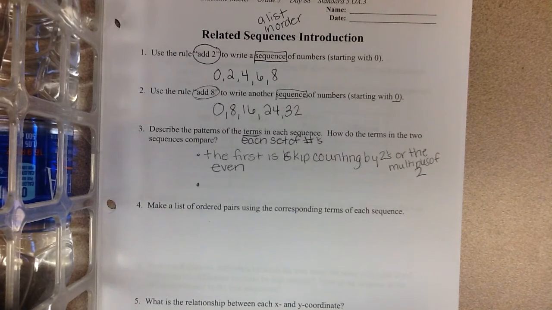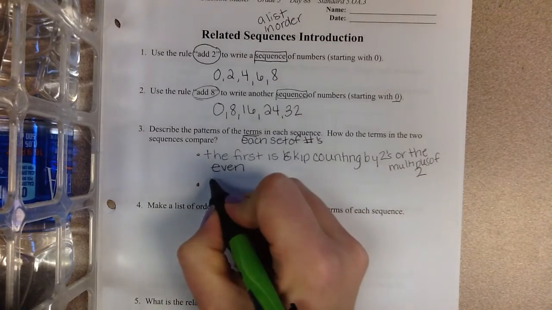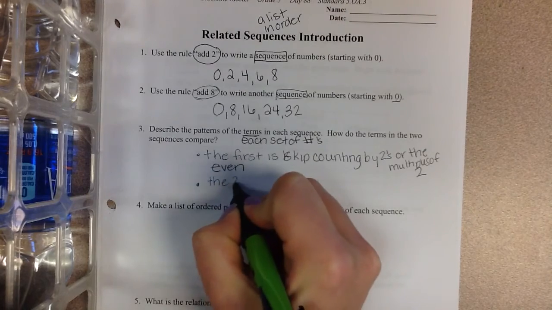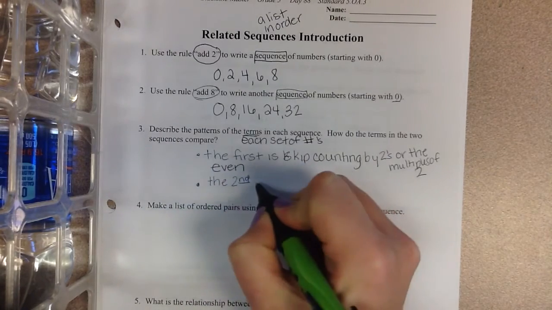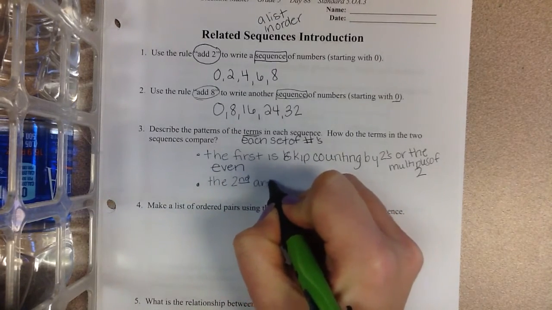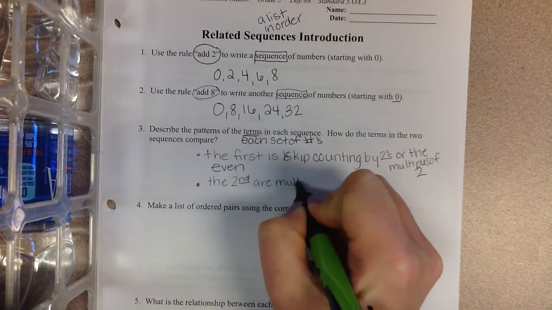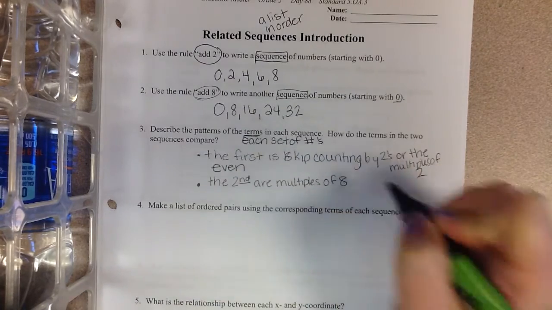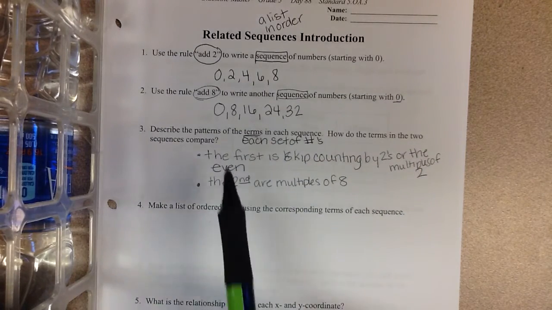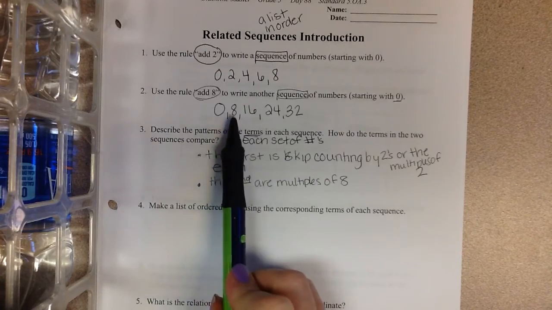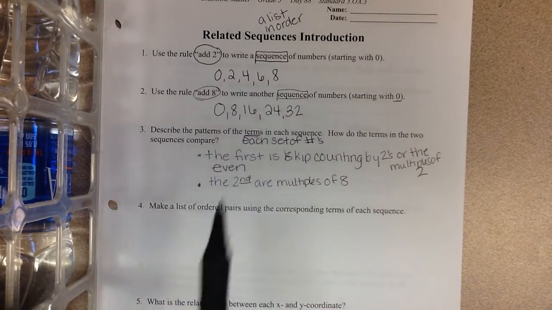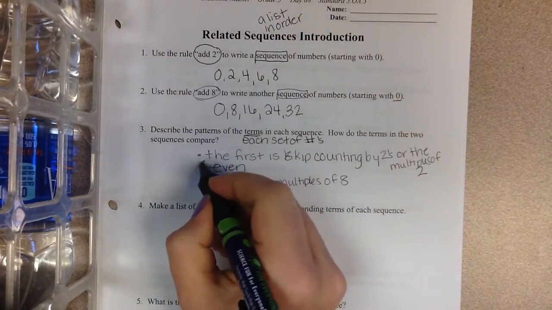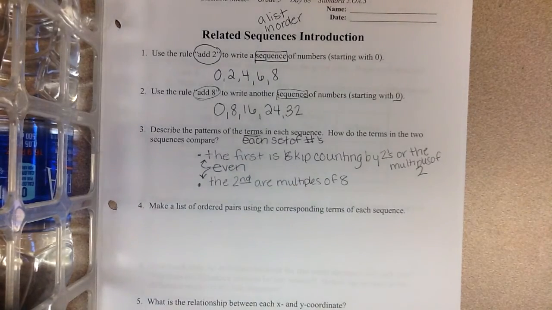Or I could say they are even. Okay, so if that was my pattern for my first set, what can you say about the pattern of the second? So the second are the multiples of what? Multiples of 8. These are skip counting by 8s or multiples of 8, and they are even too. The first set was even, that one was even.